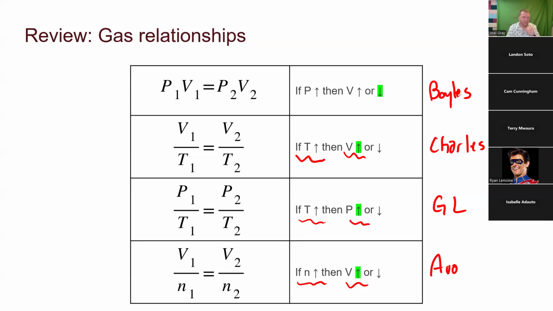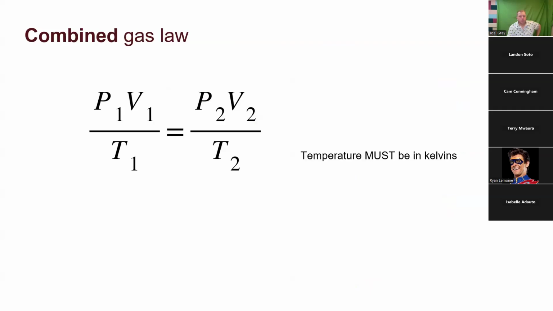Okay. Now, there's another law beyond those four gas laws, known as the combined gas law. One thing that is important and common throughout all of our discussion of gas laws is that our temperature is always going to be in kelvins.